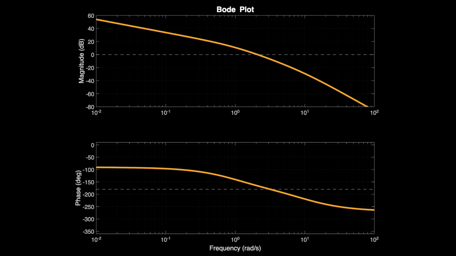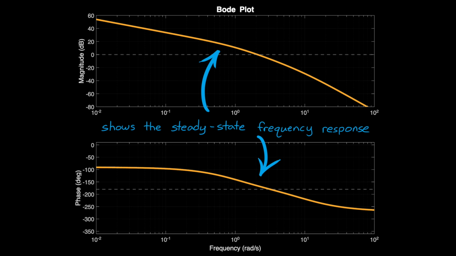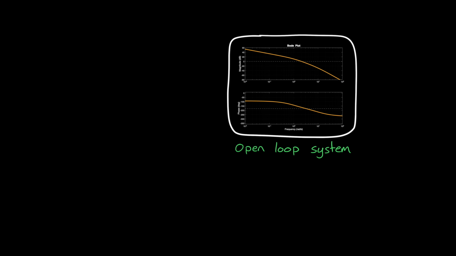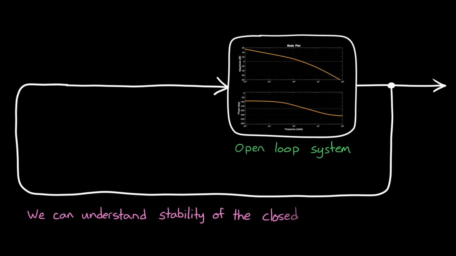The Bode plot is kind of amazing. At its core, it's just a graph that shows the steady state frequency response of a linear time-invariant system. But what makes this special is that by looking at the Bode plot of an open loop system, we can actually make claims about how stable the closed loop system will be.